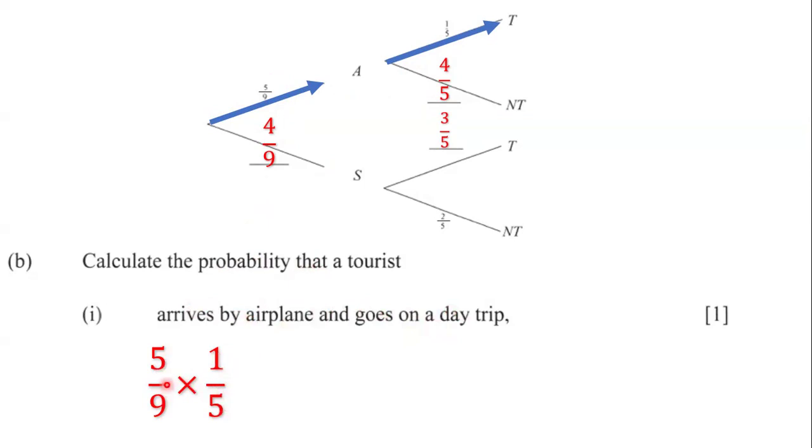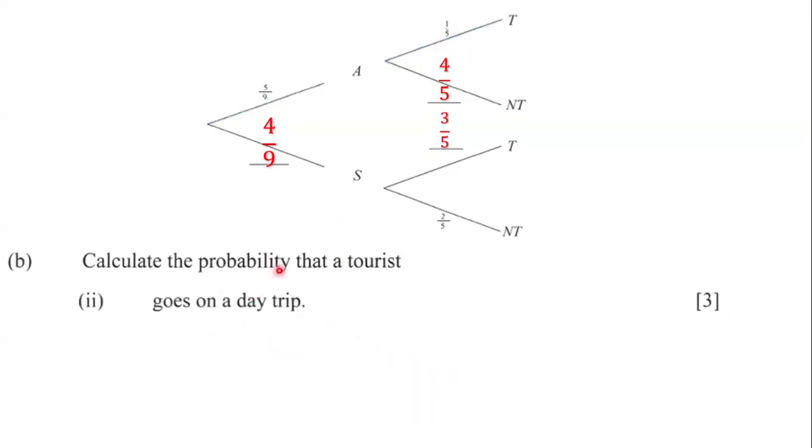So we multiply those two, and the reason why we multiply is because they say and. The probability that they arrive by airplane is 5 over 9, and goes on a day trip is 1 over 5. So we have 5 over 9 multiplied by 1 over 5. 5 times 1 is 5, and 9 times 5 is 45. This fraction can be simplified, so we divide top and bottom by 5. 5 divided by 5 is 1, and 45 divided by 5 is 9. So the answer here is 1 over 9.